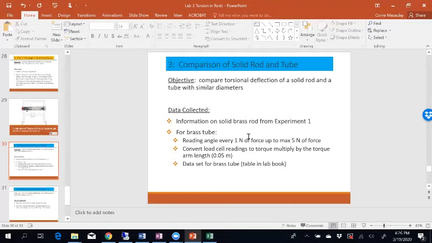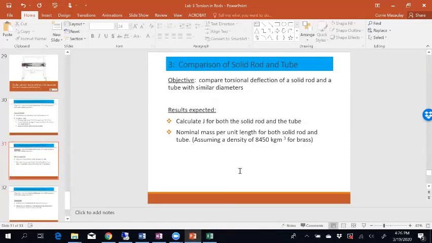So you're going to apply 1 Newton up to 5 for the tube. You're going to convert that force to torque. And now you have your data set, with your angle of twist for every one of those incremental torques. And then you can compare the two. Of course, calculate J for the solid rod and the tube. And this gives you a density of your brass rod, and this is applicable for both the solid and the tube.